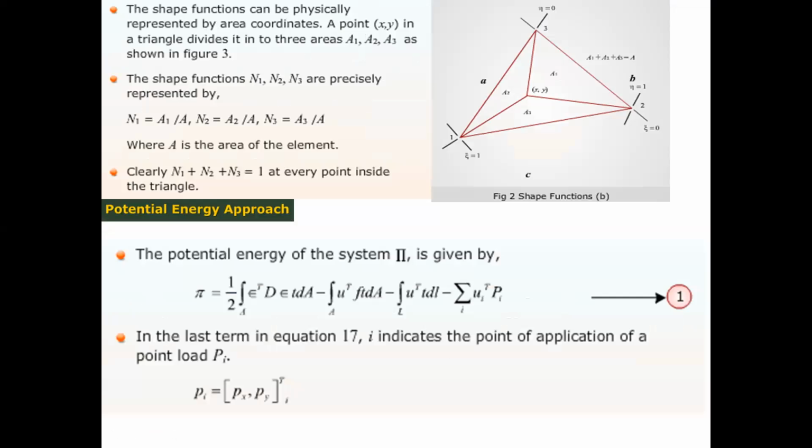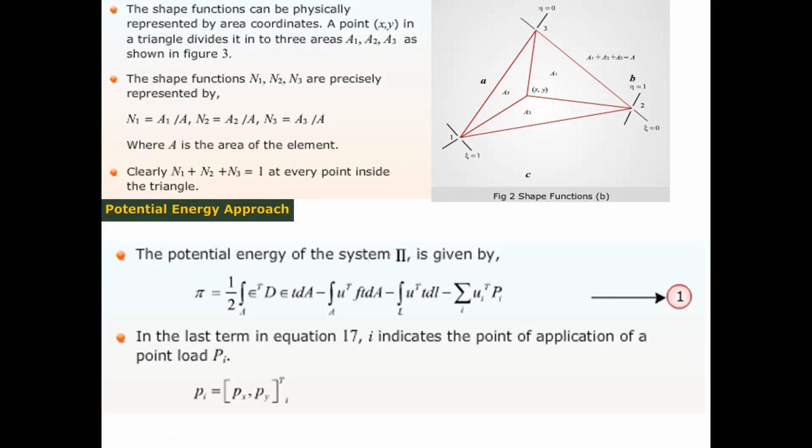Typically, this element can be divided into 3 parts by joining the corner nodes to a centroid node. At the centroid you can have an imaginary 4th node, then 1-4, 2-4, 3-4. Then how is xi varying across? Xi is 1 at node 1, 0 on the 2, 3 edge. It's like N1. Similarly, here xi is 1 at node 2 and 0 elsewhere. Same way, eta is 1 here, 0 elsewhere. So we can express this in terms of xi, eta also.